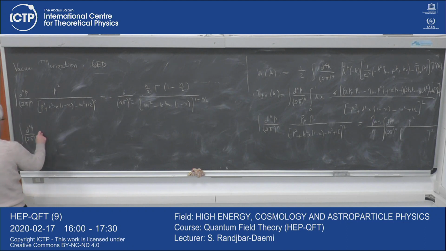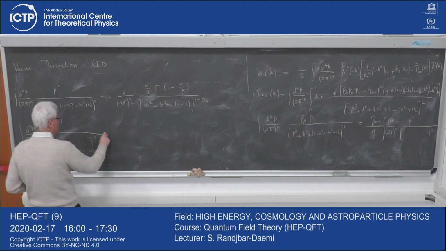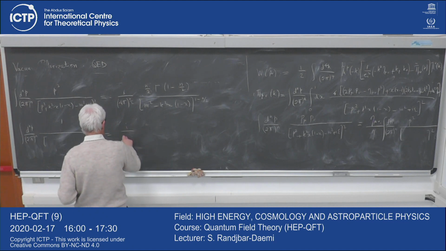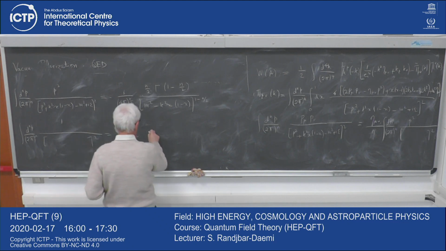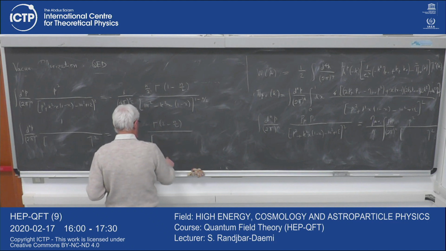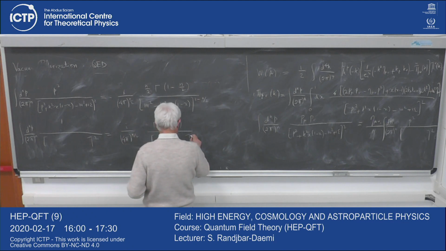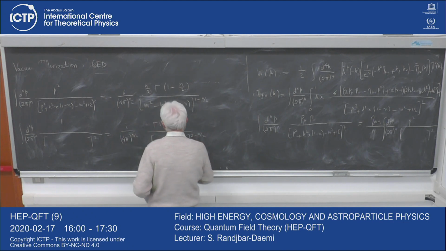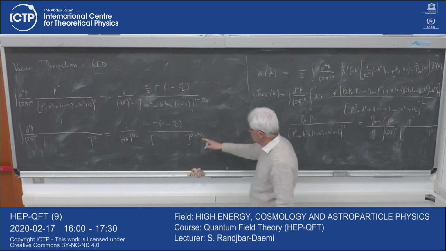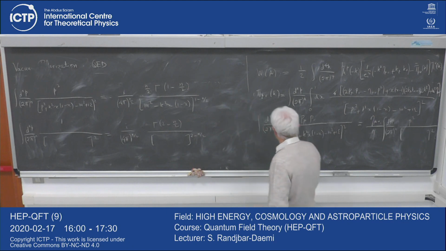Let me just put it here. It is the same denominator to power 2. And here it is plus i over 4 pi to the n over 2, gamma of 2 minus n divided by 2, divided by the same denominator, but the power is 2 minus n over 2. Here is 1 minus n over 2, here is 2 minus n over 2.